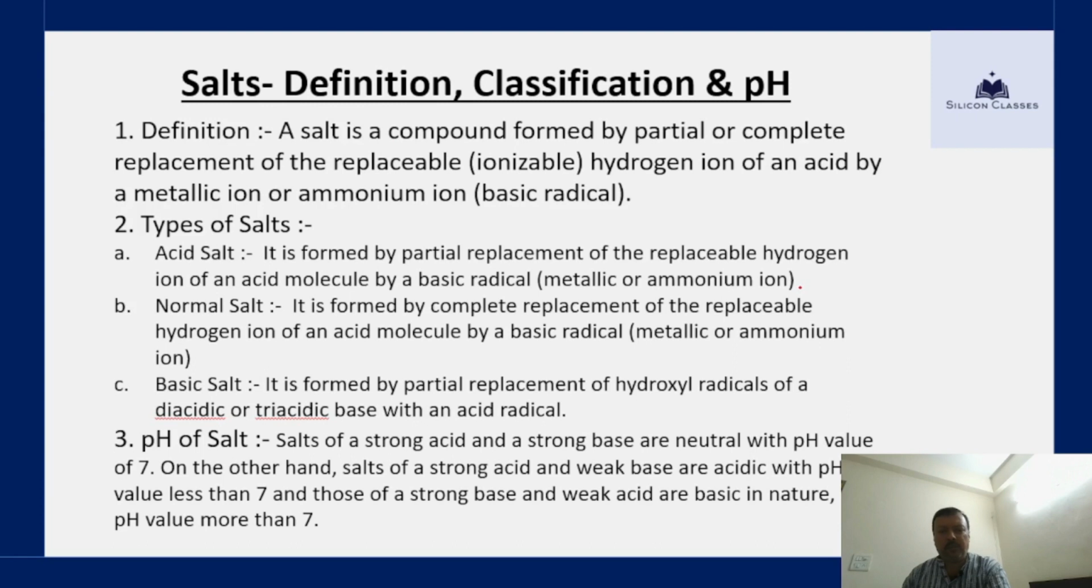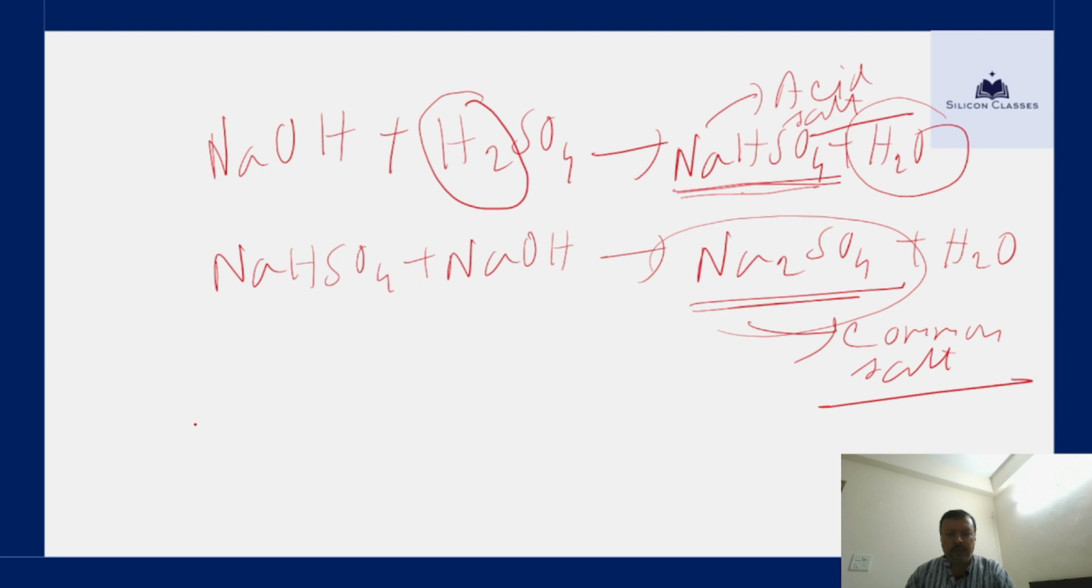Another one is the basic salt. It is formed by partial replacement of hydroxyl radicals of a diacidic or triacidic base with an acid radical. For example, suppose Cu(OH)2. This is a diacidic base. We have already studied it in an earlier slide.